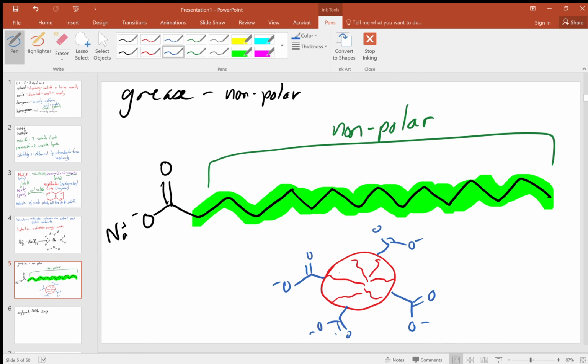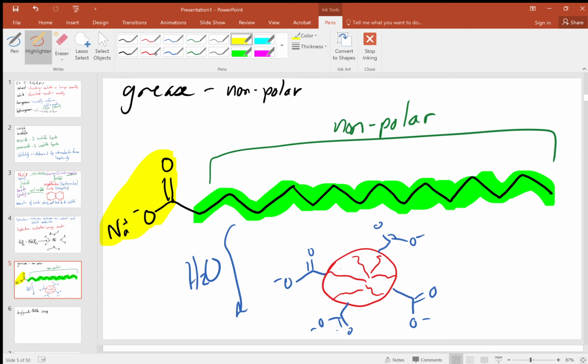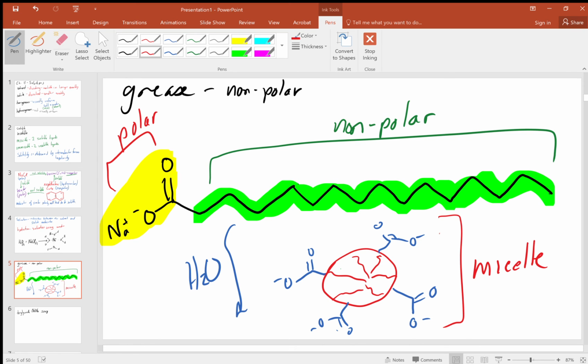And so now water comes along, and the water doesn't see any of the nonpolar part. It only sees this very polar section. When water sees this polar section, it takes the whole thing, which is known as a micelle, and it's able to wash the whole thing away. And so that's why we end up in a situation where water is able to wash away the soap and the grease, but without the soap, it's not able to do anything.